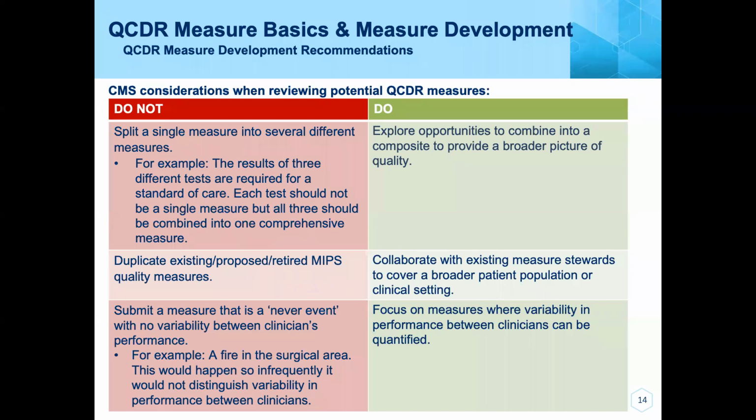We also ask that you do not duplicate an existing or retired MIPS quality measure or QCDR measure. You really want to collaborate with existing measure stewards to cover a broader patient population or clinical setting if similar measure concepts do exist. Lastly, we ask that you do not submit a measure that focuses on what we consider a never event. A common example is a fire in the operating room. It would happen so infrequently that there's very little to no variability distinguished between clinicians. So when there's less than a percentage separating the top performer from the bottom performer, it's really hard to distinguish and say that one clinician is doing significantly better than another. We do prefer measures that can quantify performance between clinicians.